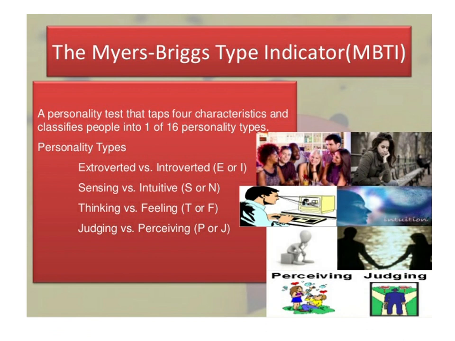Similarly, we have sensing versus intuition. Second one, sensing versus intuition. This scale involves looking at how people gather information from the world around them. Just like with extroversion and introversion, all people spend some time sensing and intuiting depending on the situation. So according to the MBTI, people tend to be dominant in one area or the other.